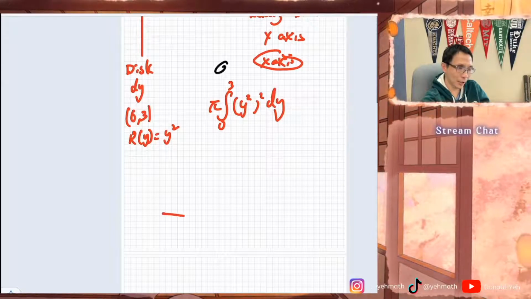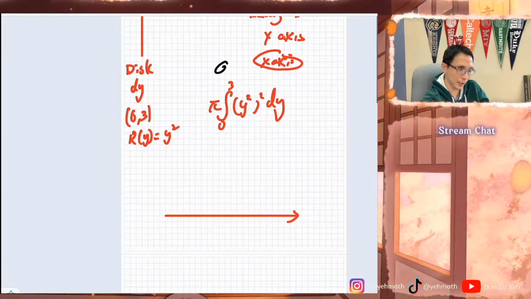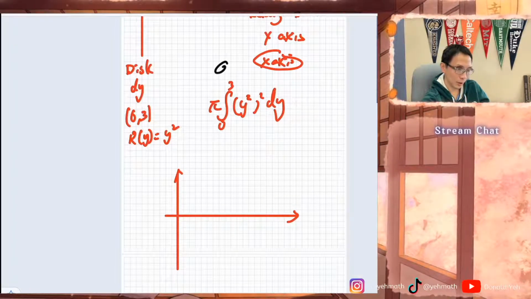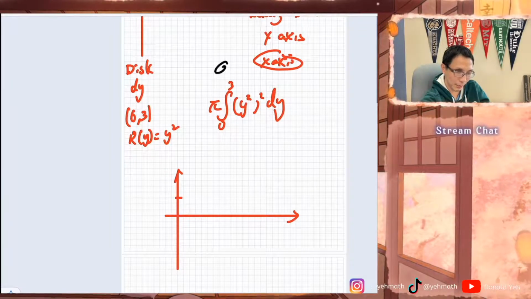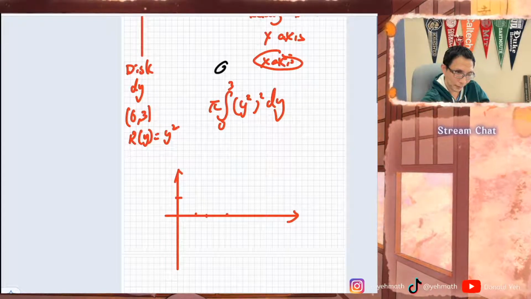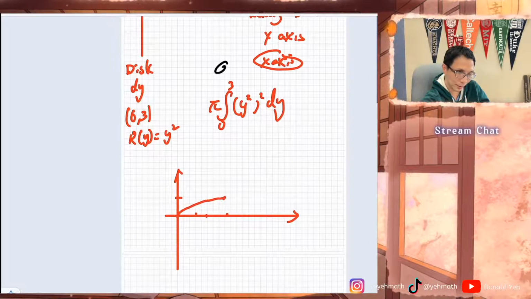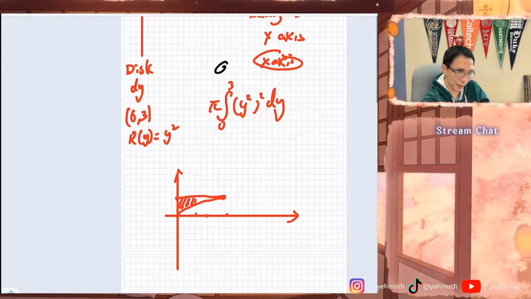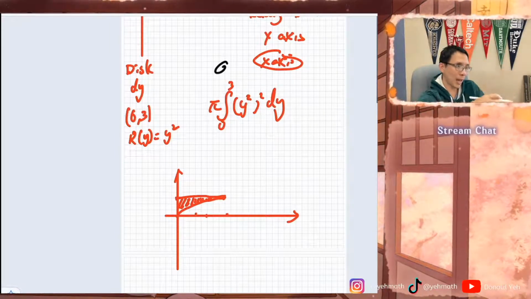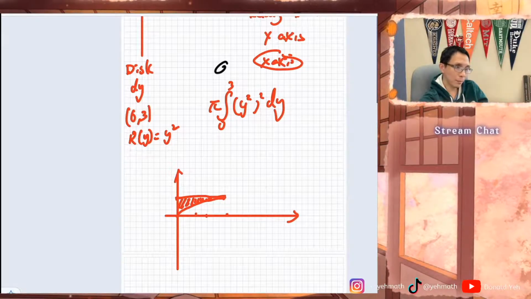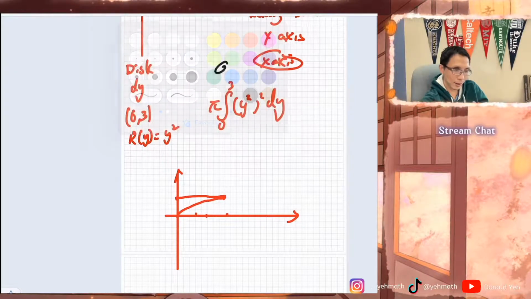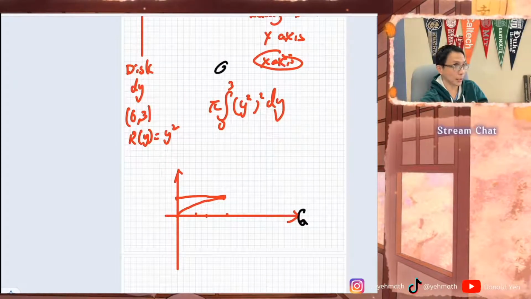Okay, so the next one, I'm going to go ahead and draw it. Hopefully you guys understand what's going on. So it's going to be something like this. Now it's rotating around this. It's like the woodwork shop, like I was trying to tell you, where they carve out the inside, right? So if you cut a slice, it's going to be a washer. But then let's say that's rotating around the x-axis. So if you're rotating around the x-axis, it's going to look like this.